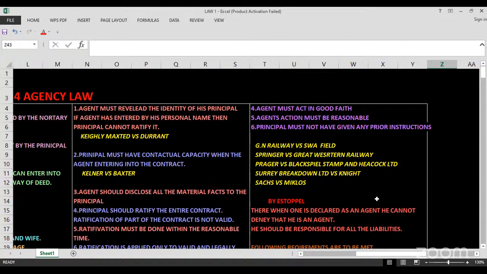The next one: the principal must not have given any prior instruction about the transaction, about that event. Which means the agent doesn't have any idea about the transaction they are going to do. If such prior information is there, the agent knows what to do, so that's not necessity because he is aware of it. Let's take an example.